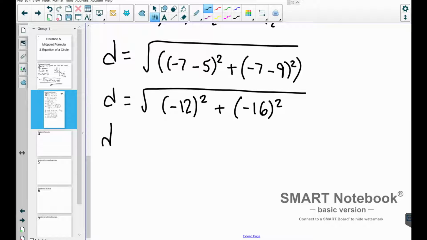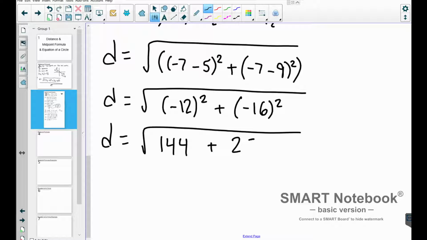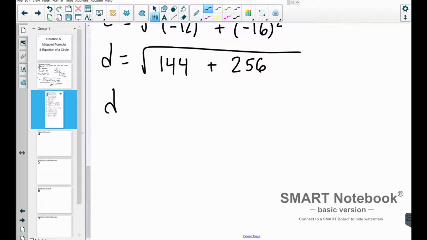So let's square these things out. D is going to be equal to -12 squared, which in this case would be 144, because when you square a negative, you're multiplying two negatives together, so they cancel out. You're left with 144. Same thing with this -16. We square the -16, it becomes a positive 256. Then we just add those together. D is equal to the square root of 400. And this ends up being 20.